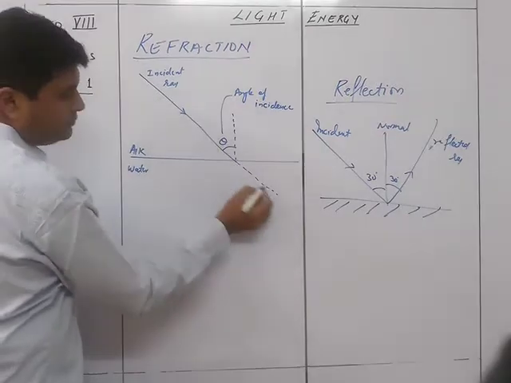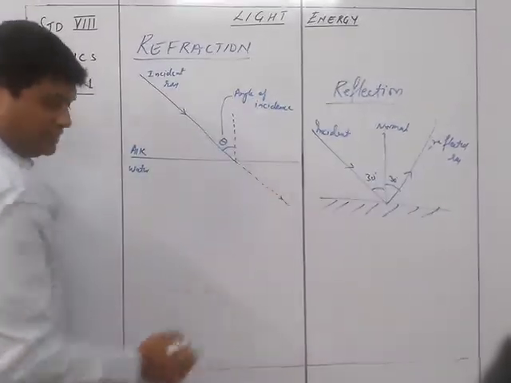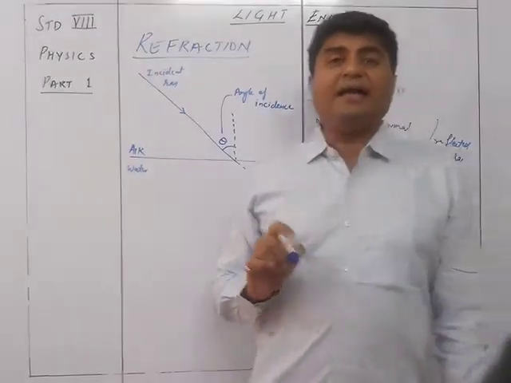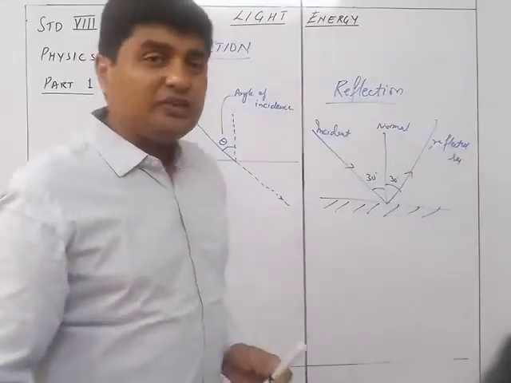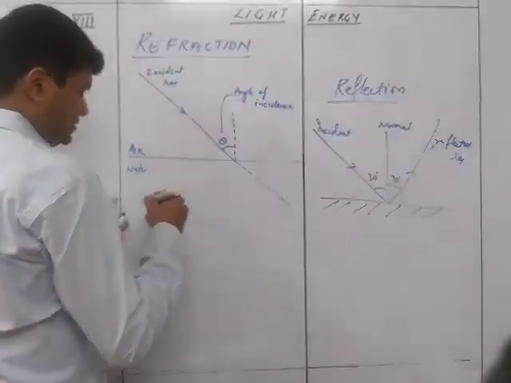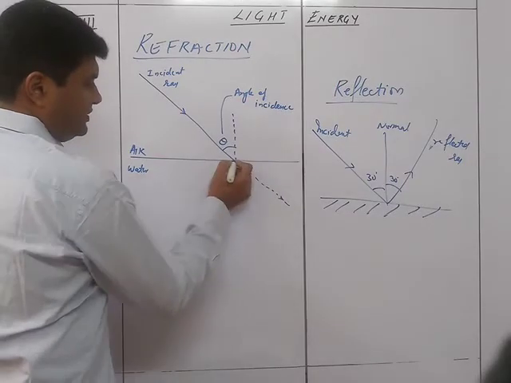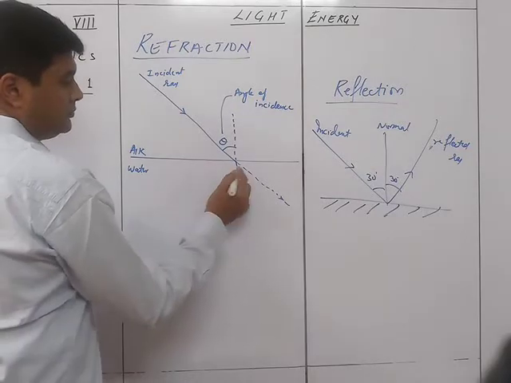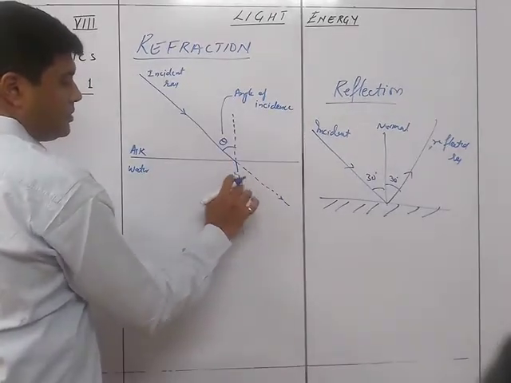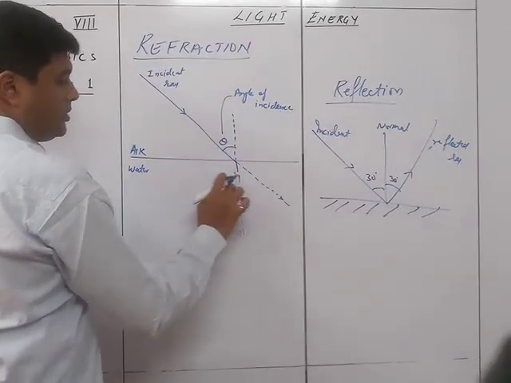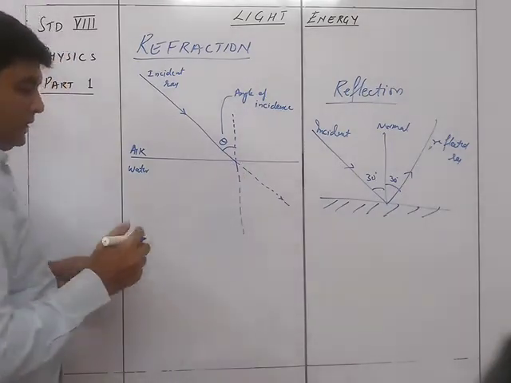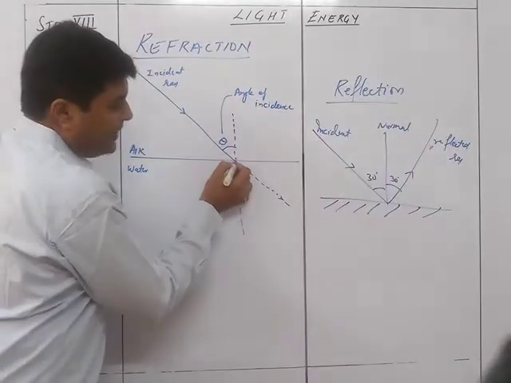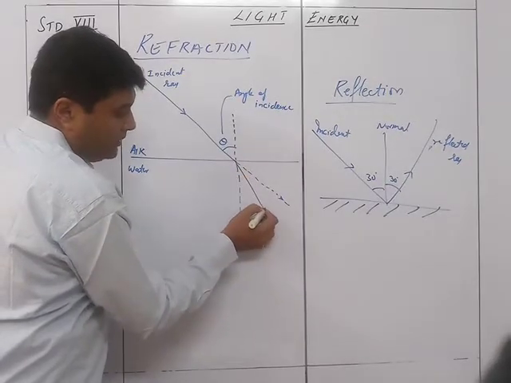यानी ये ऐसा straight जाना चाहिए, but that doesn't happen. It is seen that instead of going straight, this particular line bends. So this is the normal. Okay, it is seen that this particular ray of light, instead of going like this, it bends towards the normal.